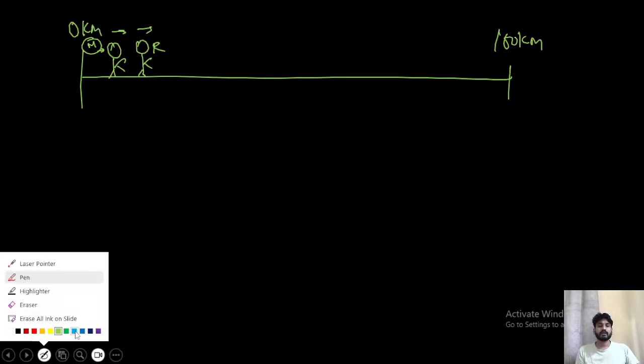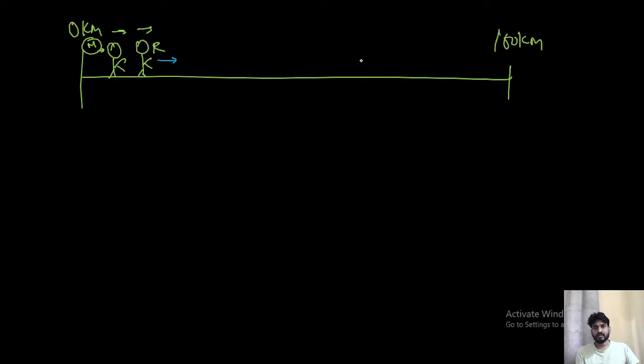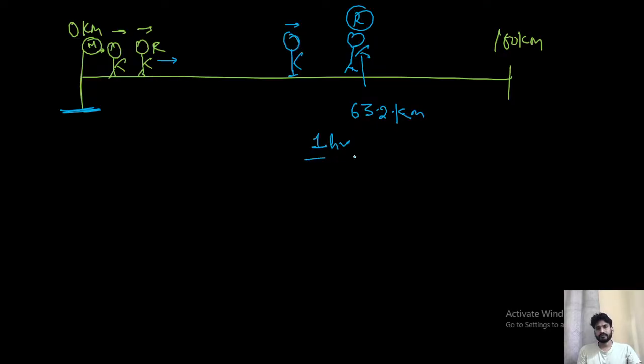We both started running. So this is the board at 63.2%. You can say it is the 63.2 kilometer board. Reddy is at this level, and I am here. This is a snapshot of a particular time, guys. Let's suppose Reddy takes about 1 hour. So in 1 hour, Reddy has covered 63.2 kilometers, but I have not covered it yet.